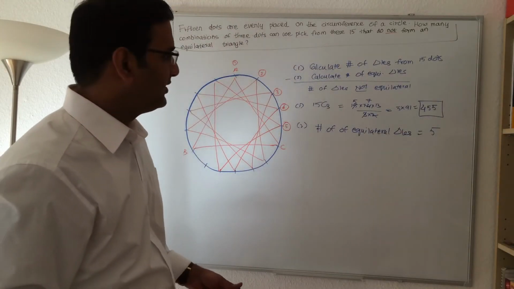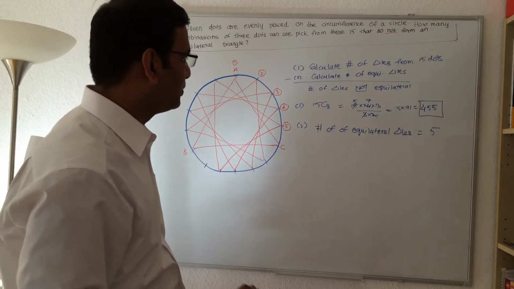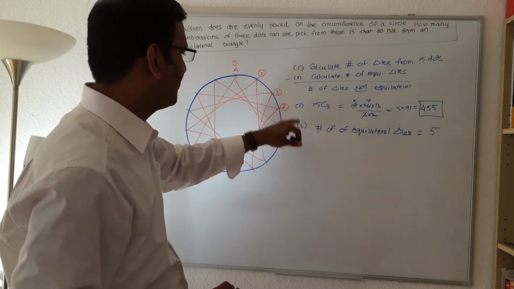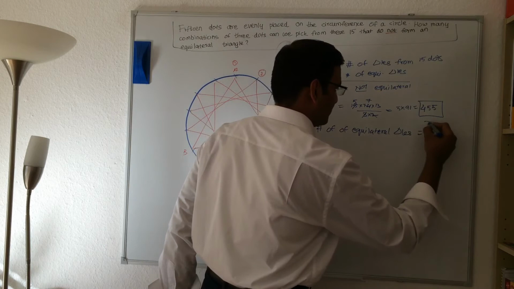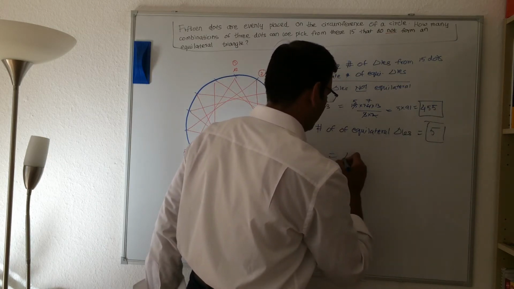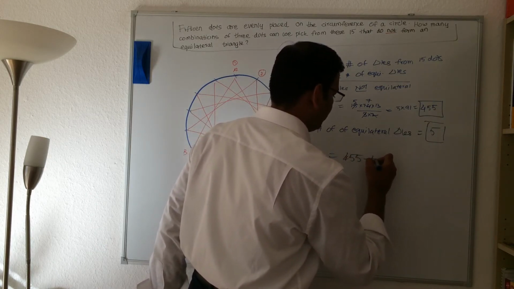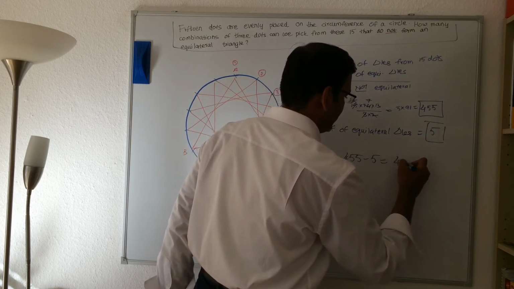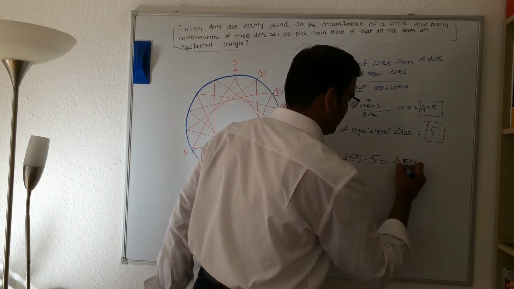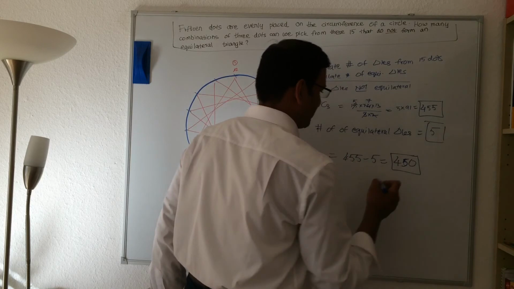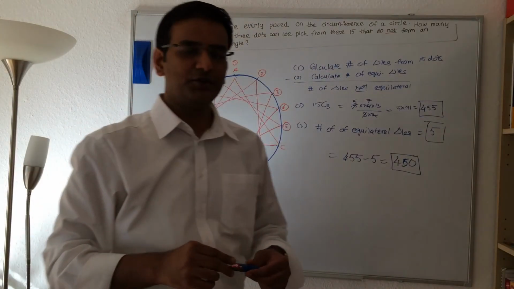So what you are asked to find is the number of triangles that are not equilateral. According to this logic, we just need to subtract 2 from 1. That would be 455 minus 5, which leaves us with 450 triangles. And this is the solution.